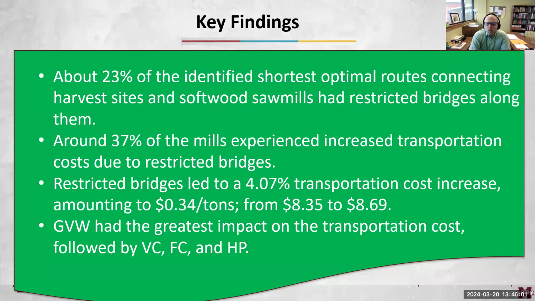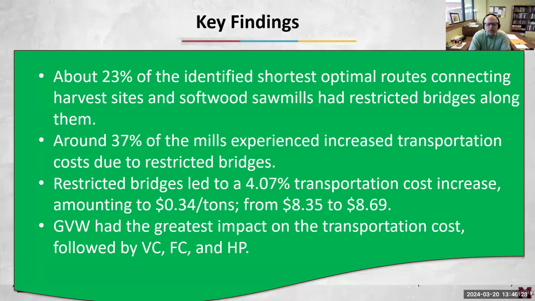Restricted bridges led to about a 4% increase in transportation costs, amounting to about 34 cents per ton. So for the overall load, you went from about 835 to 869. And again, you think, oh, well, that's not too much. But once you start multiplying it by the amount of wood that gets transported and the number of trucks it takes to transport it, the number gets quite large, quite fast.